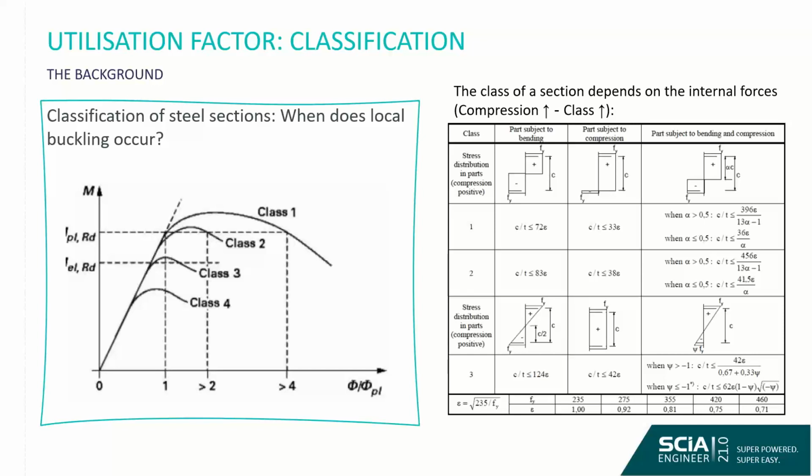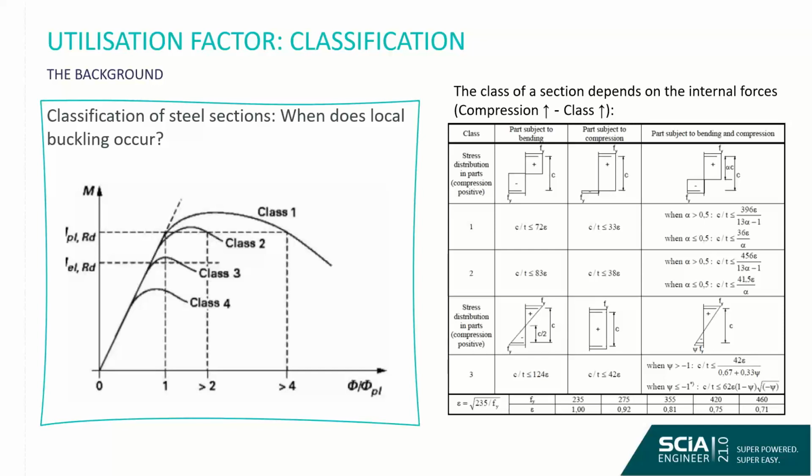And for class 2, we are able to reach the plastic resistance, but we are not able to form plastic hinges, where your section will deform so much that the forces will be redistributed along your structure. That is what differentiates them from the class 1 sections, where this is actually possible.